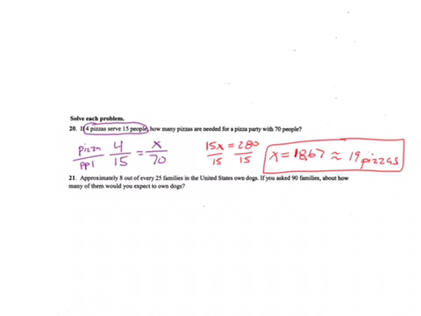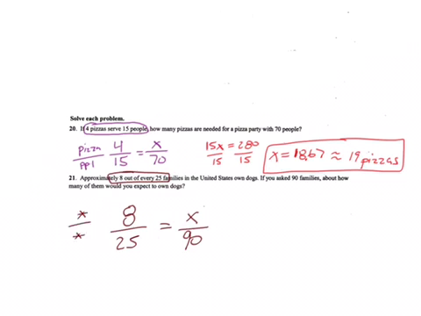Question 21, approximately 8 out of every 25 families. So that statement clearly tells us we're setting up a ratio, so 8 out of 25. And the United States owns a dog. If you asked 90 families, so the total now goes up to 90, how many of those families would you expect to own a dog? So we're looking for the dogs. So we have families who own dogs on top over total families asked.